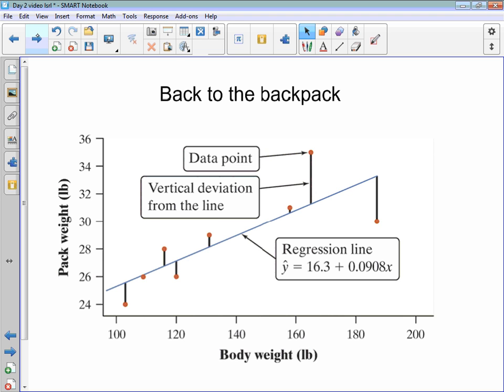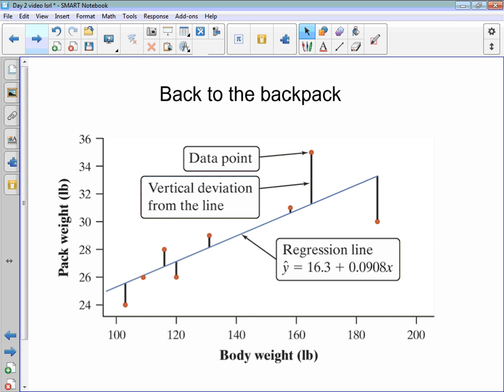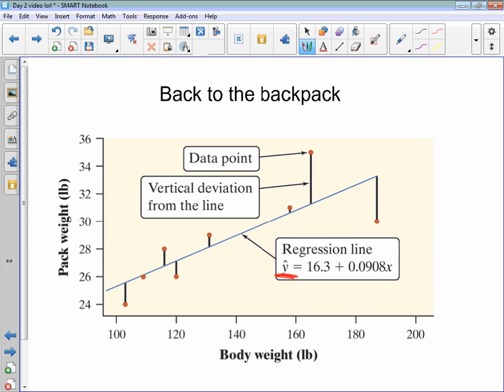So let's say here's our backpack data, right? We put the backpack data in, we get the scatter plot, and we have an equation. So this is our regression line. Y hat is the equation, y hat equals this. So if you put in the person's weight, this is their predicted backpack height.